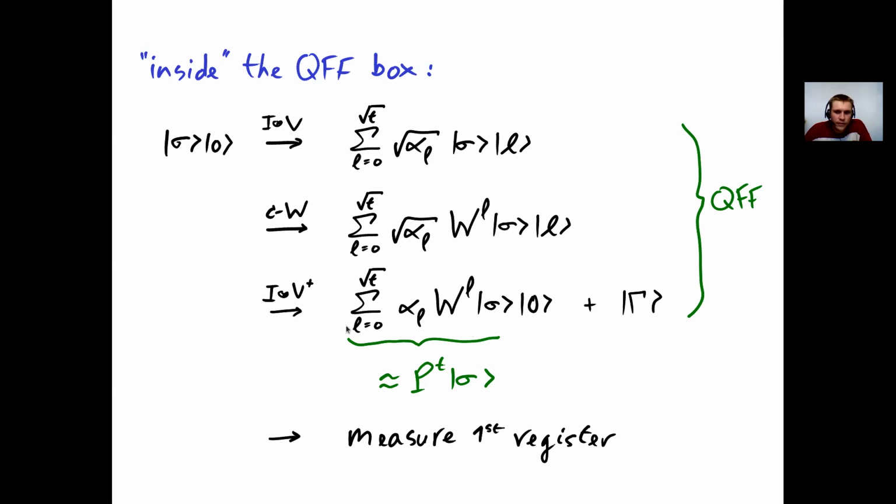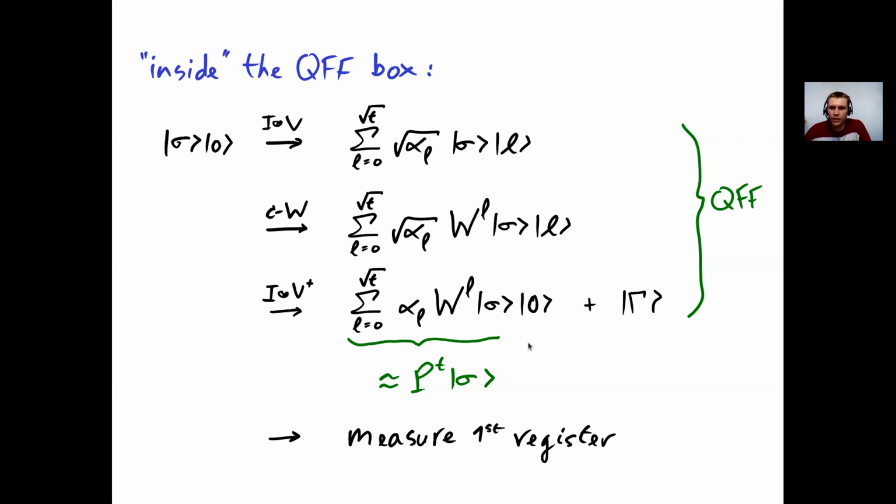So recall that this full picture here is quantum fast forwarding, right? It maps sigma 0 to this P^t sigma 0 plus some orthogonal state. What it actually does is it first puts the second register in a superposition of square root alpha_L times L. Then in the second step, conditioned on this L, it applies the quantum walk operator, which I'm denoting by W, L times, and then it implements the inverse operator of this first operation. And there's basically some linear algebra that shows that this results in a linear combination of these quantum walk operators. And we can choose these alpha_L's in such a way that this operator approximates P to the t.